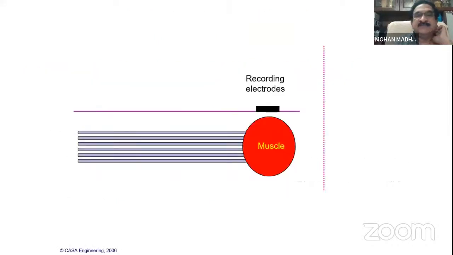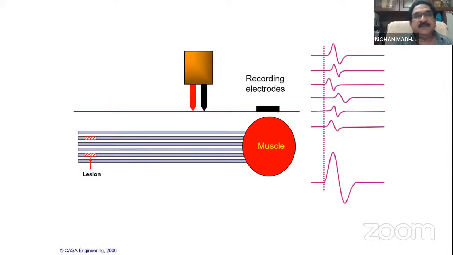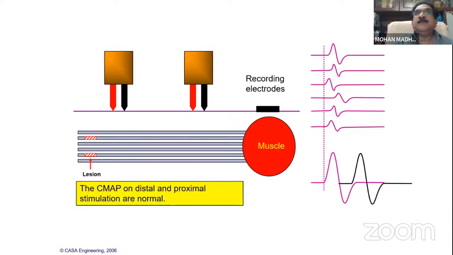So for example, here is a normal axon, with 6 axons supplying the muscle. If there is a lesion proximally here, and you stimulate distally, you get a normal amplitude. If you stimulate proximally here, again you get a normal amplitude. You get a normal conduction.